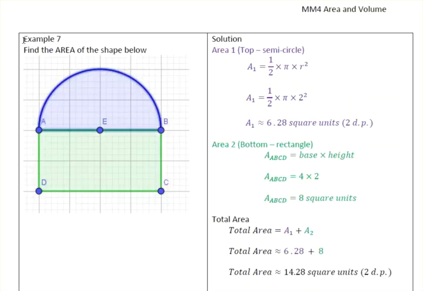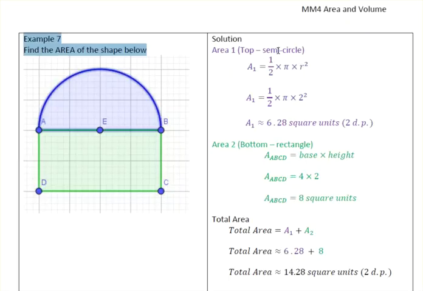In example 7, we need to find the area of the shape below. So this time around we have a semicircle and a rectangle. So the semicircle is in blue here. Kind of looks a bit purplish. And area 2 is the green rectangle.